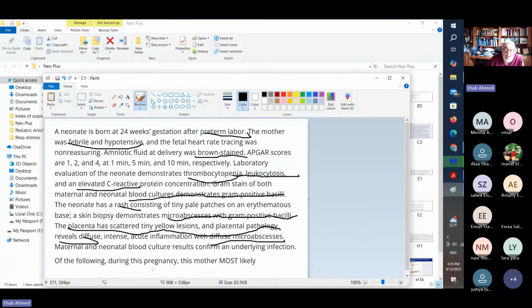Of the following during pregnancy, this mother most likely did something wrong. So what we are dealing with, if we collect these key points that started during pregnancy with a very sick mom and very sick 24-weeker delivered early that had evidence of infection, microabscess in the skin rash, thrombocytopenia, leukocytosis, elevated C-reactive protein, positive blood culture, positive maternal blood culture, positive placental pathology, and all show diffuse microabscesses, and there is isolation of gram-positive bacilli. What are we dealing with?